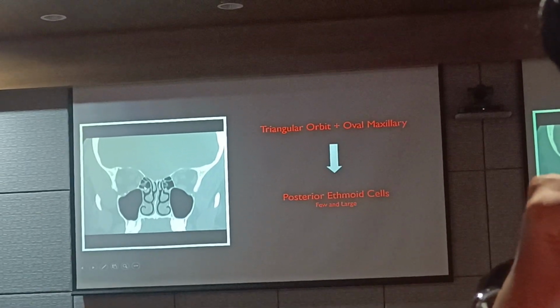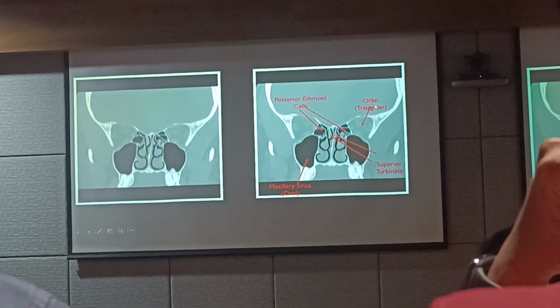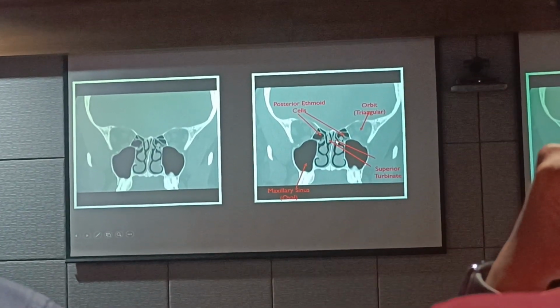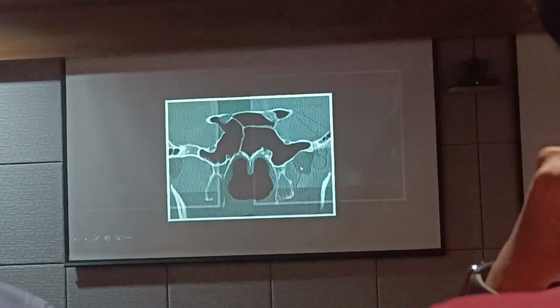Is this clear to everyone? So here are the posterior ethmoidal cells, and the same thing, showing you the superior turbinates over here and the maxillary sinus, which is oval. Just telling you what I just showed you.